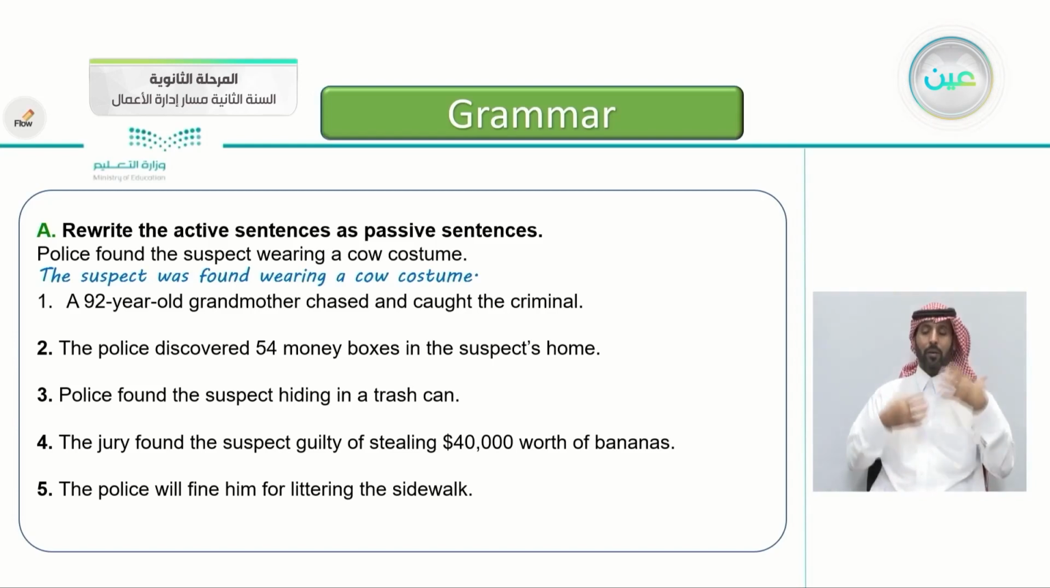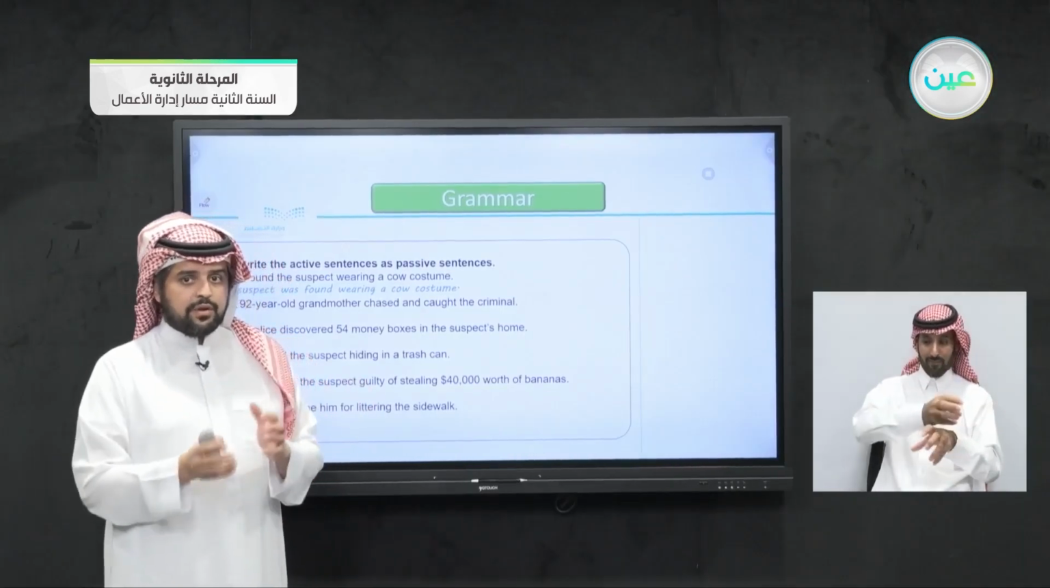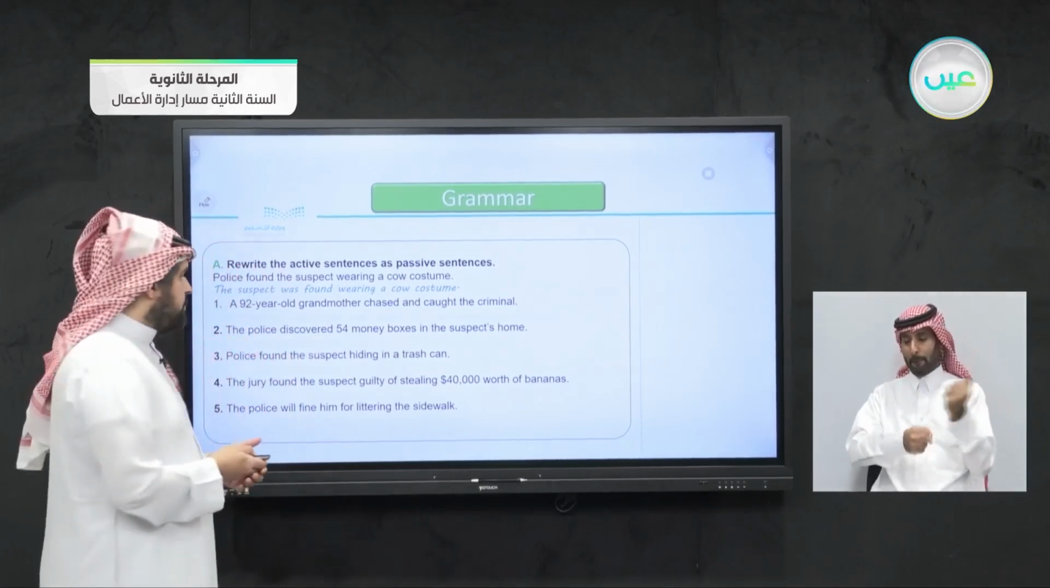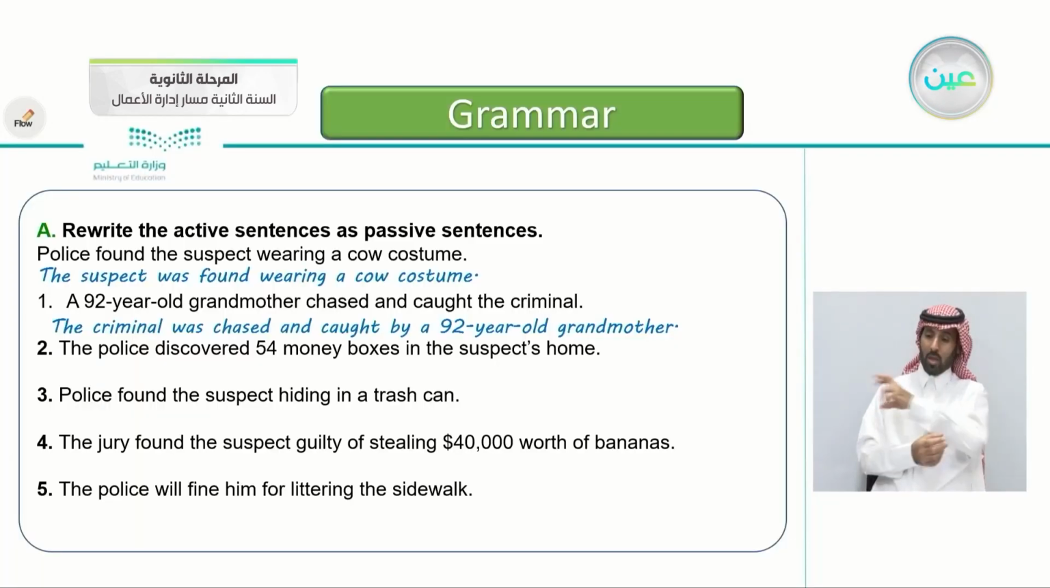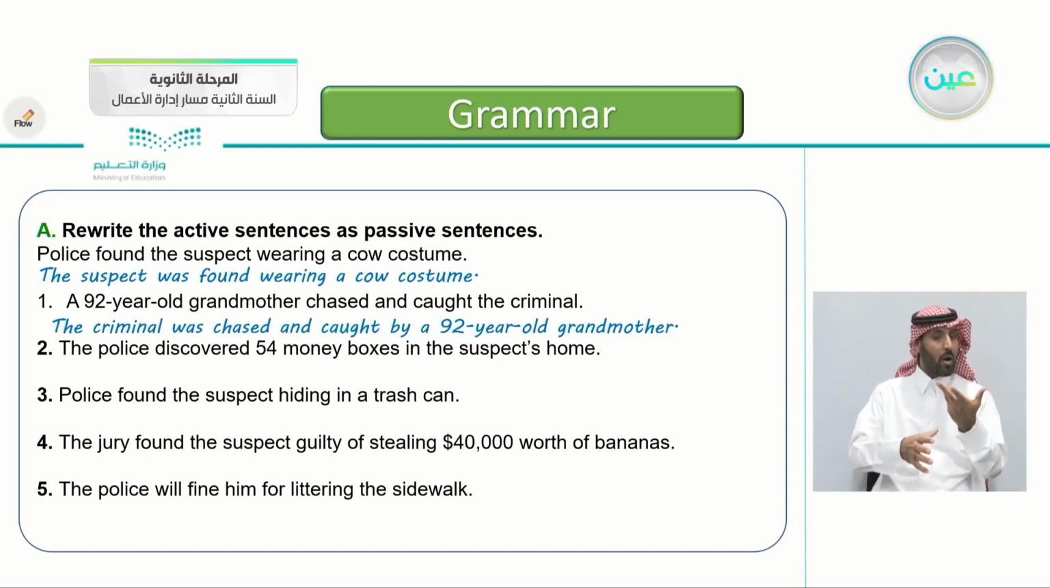So number one, a 92-year-old grandmother chased and caught the criminal. Focus on the object here and change it to the subject place before the verb. Yes, very good. The criminal, who was the object here, take him to the first of the sentence in the subject place: the criminal was chased and caught by, if you want to add more information, by a 92-year-old grandmother.